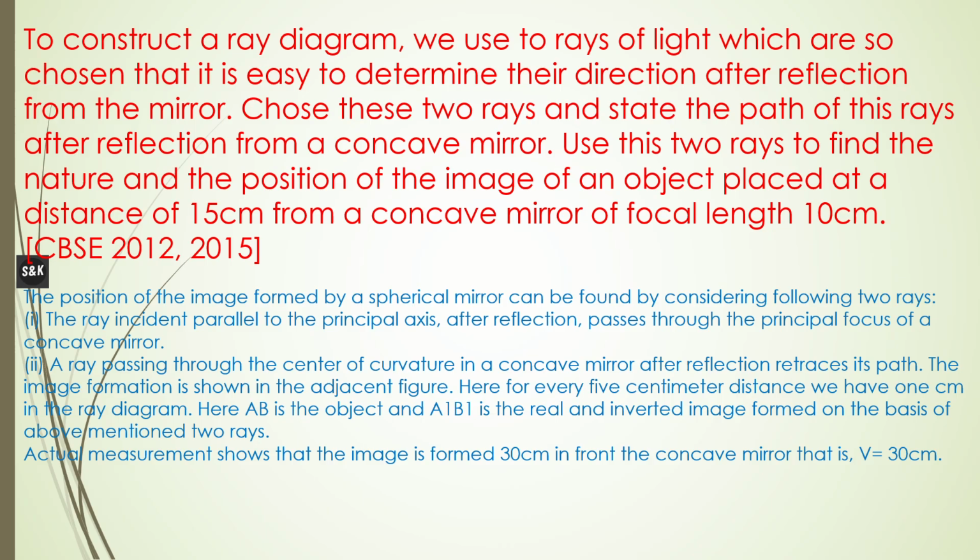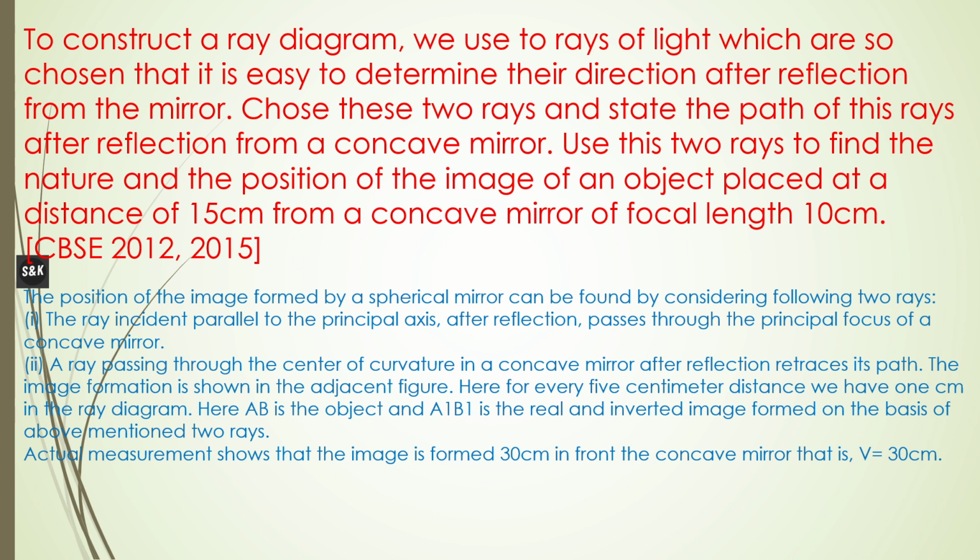So, the position of the image formed by a spherical mirror can be found by considering the following two rays. A. The ray incident parallel to the principal axis, after reflection, passes through the principal focus of the concave mirror. B. A ray passing through the center of curvature of a concave mirror, after reflection, retraces its path. The image formed is shown in the adjacent figure.